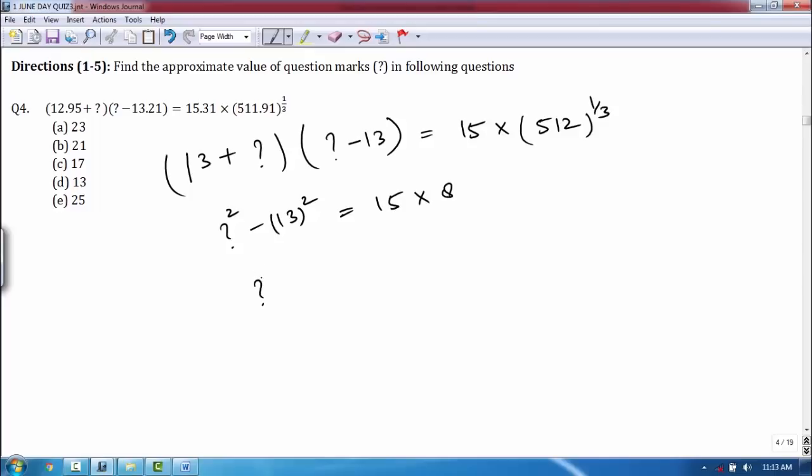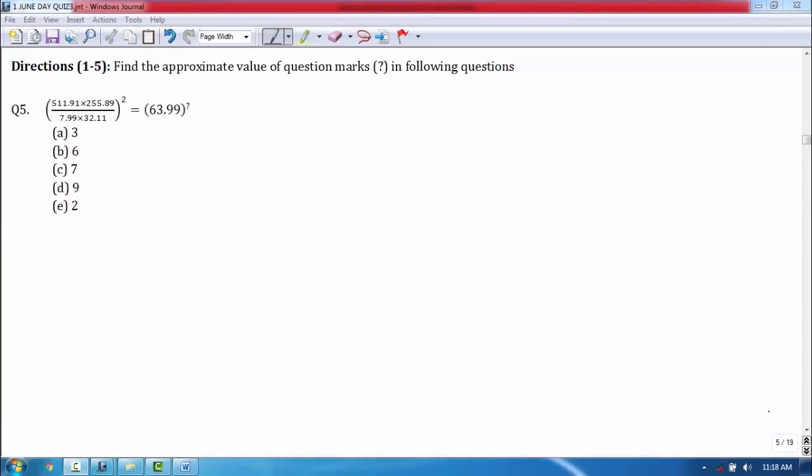So question mark square minus, what is the square of 13? It's 169. So 169 is equal to 120. So question mark square is equal to 289 when we add 120 to 169. That means question mark is equal to 17. That is square root of 289.